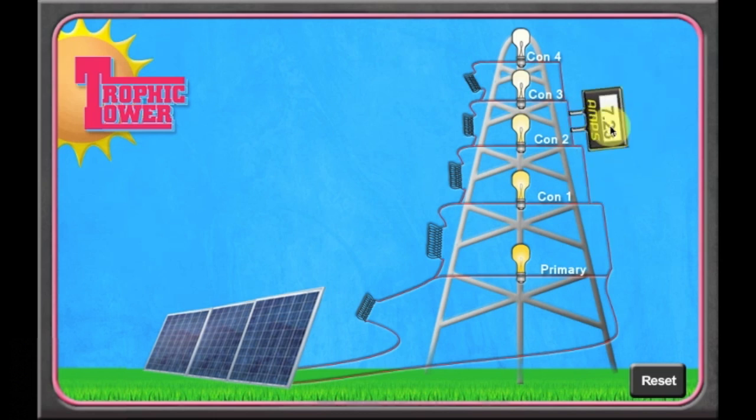Note the intensity of the light bulb at each stage. This represents the level of energy available to each level of the trophic pyramid. To run another test on the electrical tower, click the Reset button.